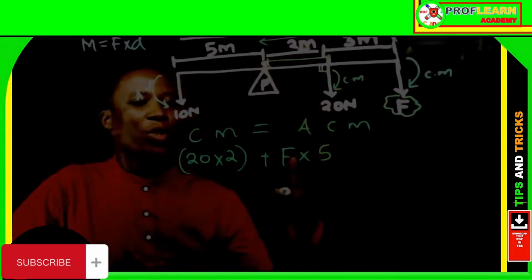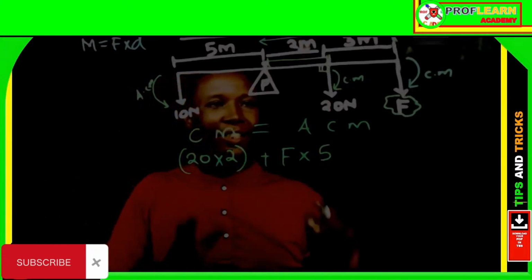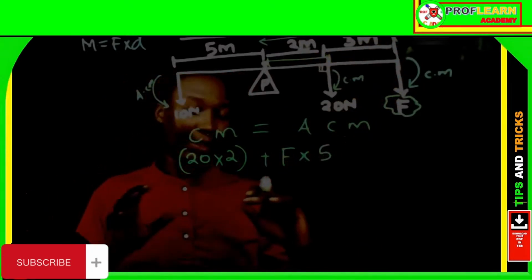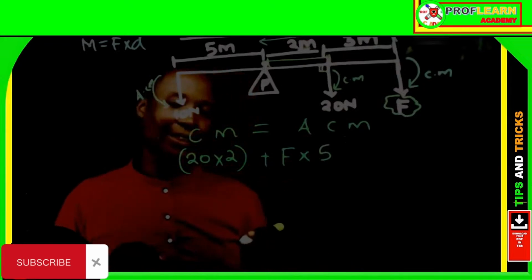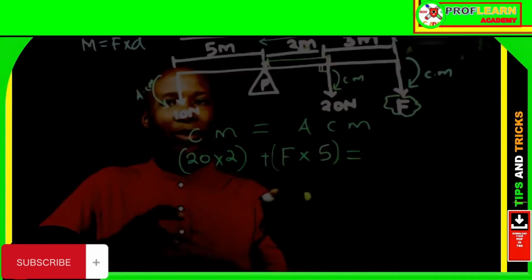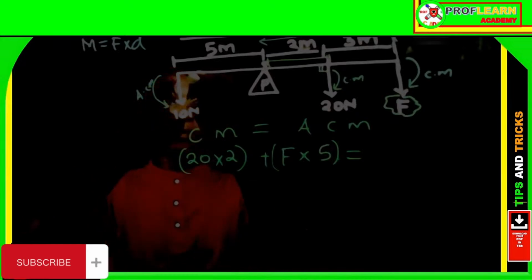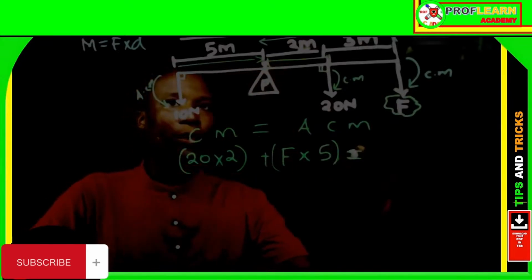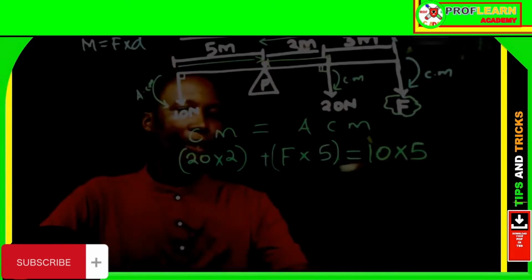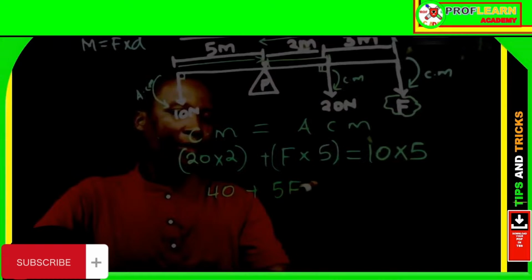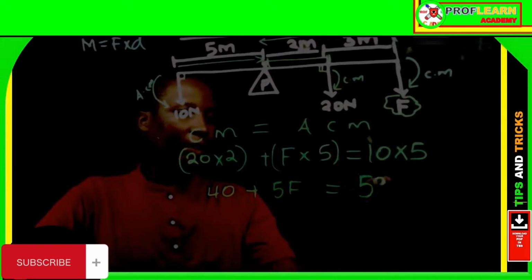This is the point most students forget. You'll find students using 3 meters. And from there, however beautiful your answer is, you are not going to get any mark. So you work out this. What about the anti-clockwise moment? It is from this particular point to where the pivot is. So that's going to be 10 times 5. So this is going to be 40 plus 5F, which is equivalent to 50.